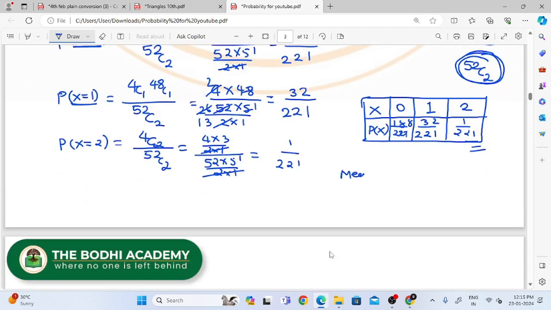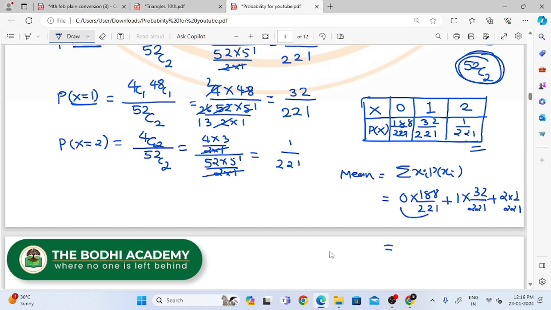Mean means summation of xi into P of xi. That means multiply these values and add them. So 0 into 188 upon 221 plus 1 multiplied by 32 upon 221 plus 2 into 1 upon 221. Okay, so 0 into anything is 0, plus 1 into 32, that is 32 upon 221, plus this is 2 upon 221. So the denominator is equal, so in the denominator 221, in the numerator 32 plus 2, that is 34. So mean is 34 upon 221.